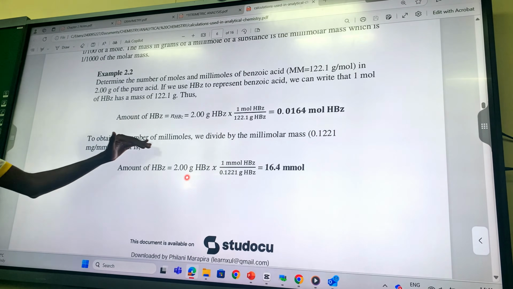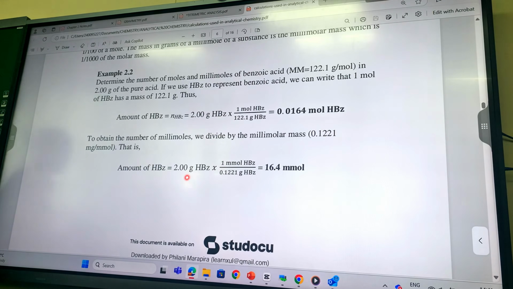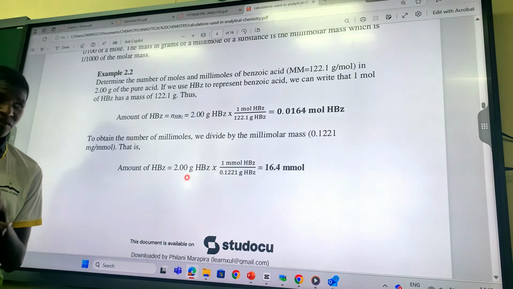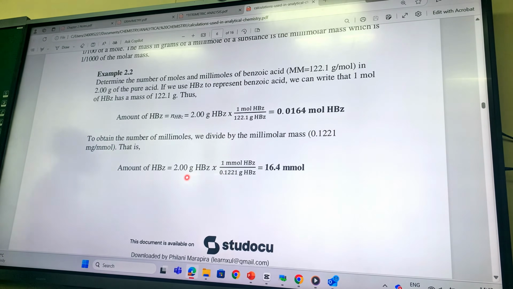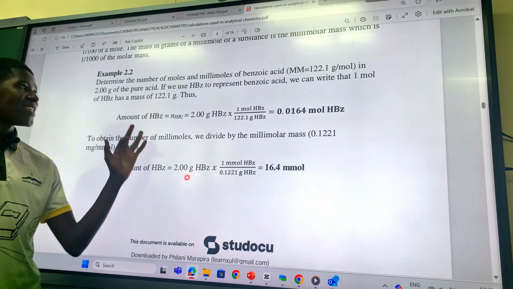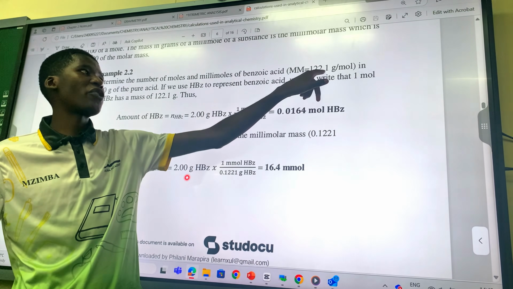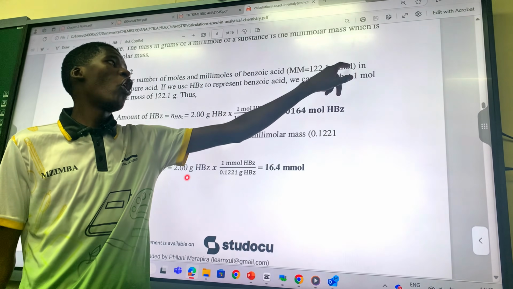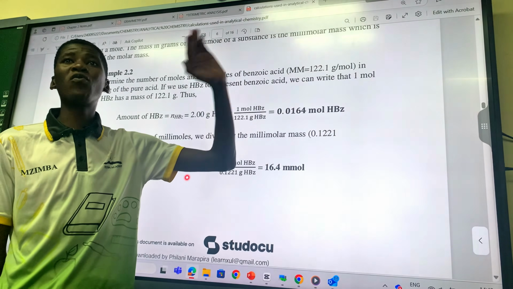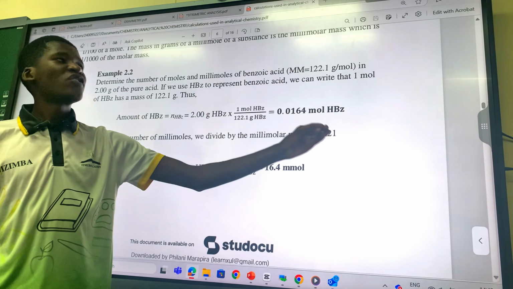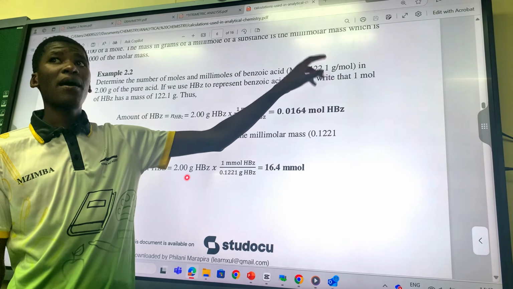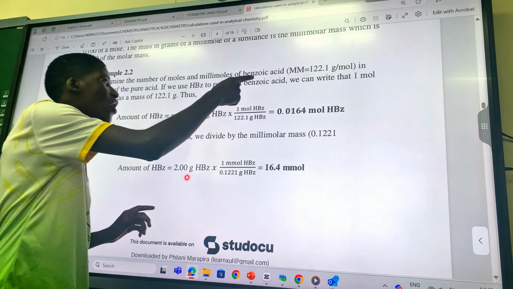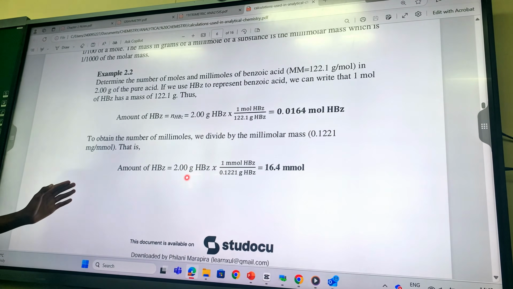Now, we have this thing known as the millimole. In millimoles, basically, we divide the molar mass by 1,000. So when you are given the molar mass, you divide it by 1,000 first, then do mass over molar mass. Basically, the molar mass is 122.1 grams per mole. So you want to change this grams per mole into grams per millimole. To do that, you divide the molar mass, 122.1 grams per mole, by 1,000.